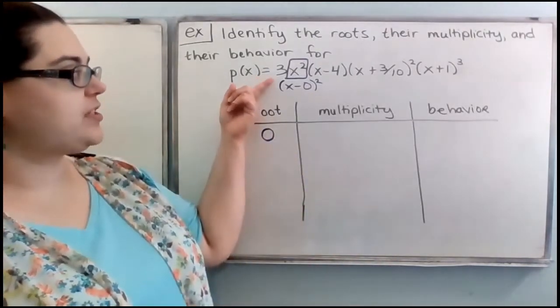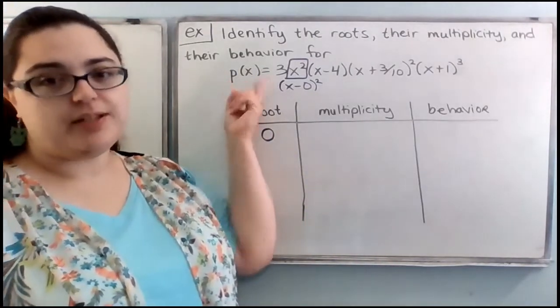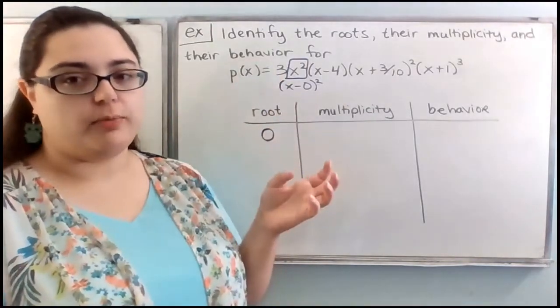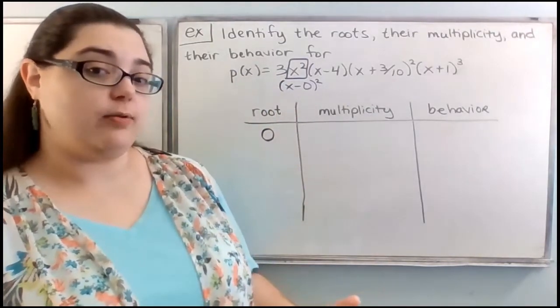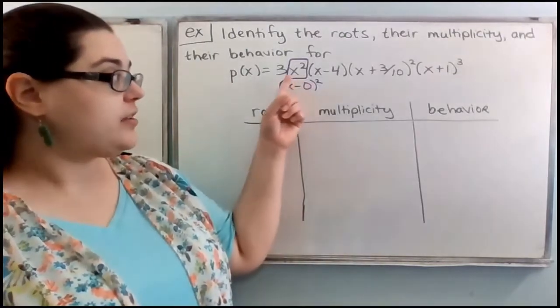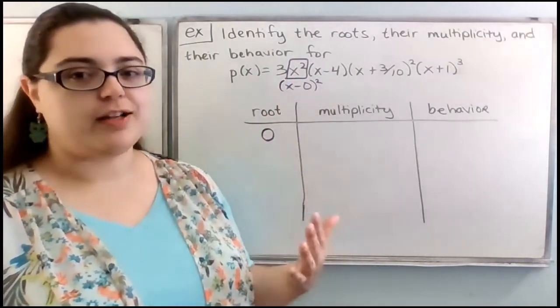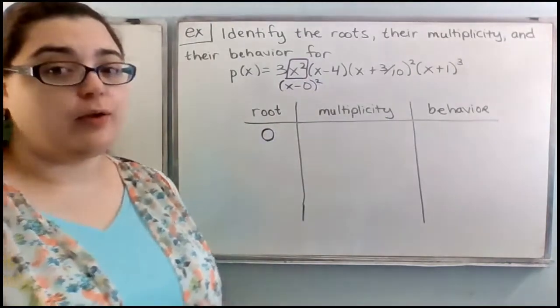Now, I'll also point out this 3 here. This 3 is just a stretching factor of this polynomial, so it doesn't impact the roots in any way. If you don't have an x all by itself, or an x squared or x cubed, then you won't have a root of 0.